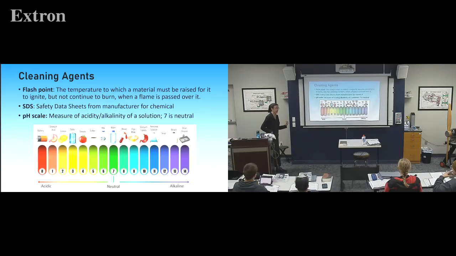When we talked about caustic cleaners, the word caustic means any material that eats at another material by chemical action, and caustic can be either a strong acid or a strong alkaline. So getting away from the number 7 on either side, it is caustic and it will eat away at another material through chemical action.